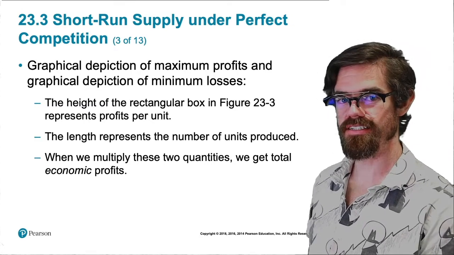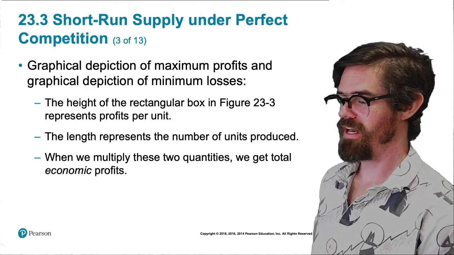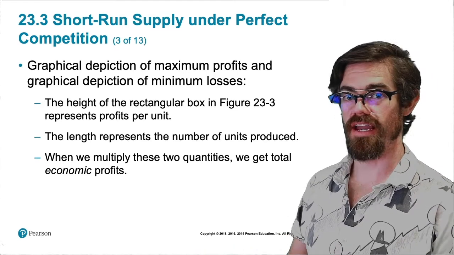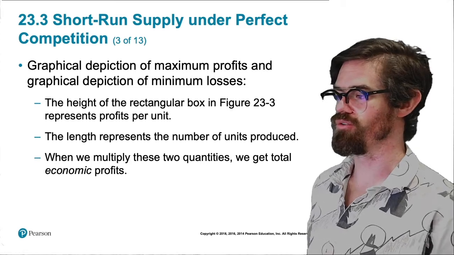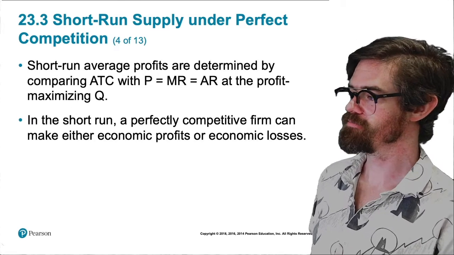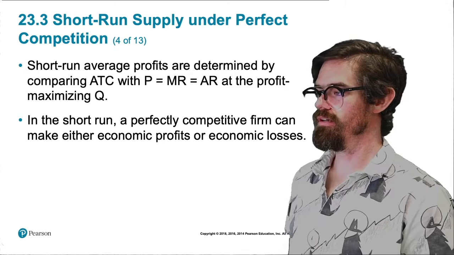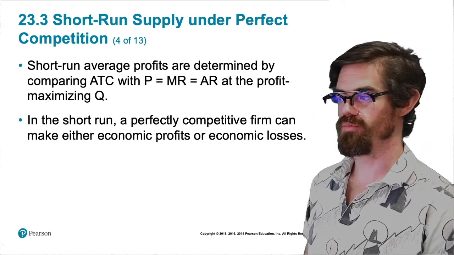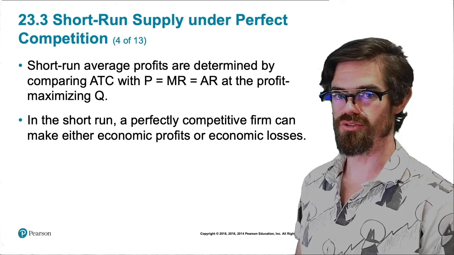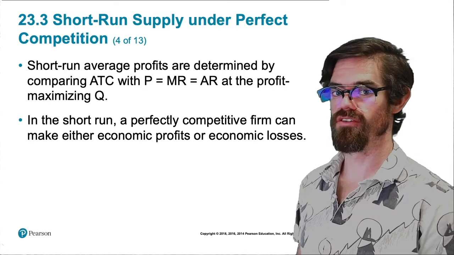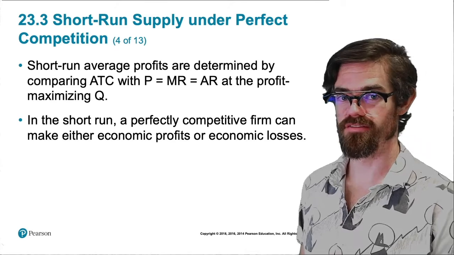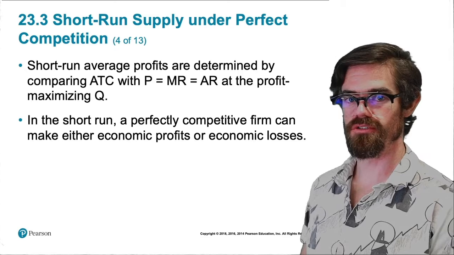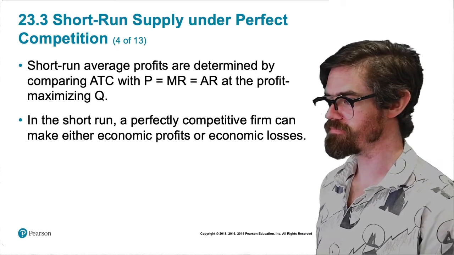So again, the height is profit per unit, and the length is the number of units produced. So if we multiply those two together, we get the area of that rectangle, which is total economic profits. Now, short-run average profits are determined by comparing average total cost with price, which is equal to marginal revenue. It's also equal to average revenue. It's also equal to the demand curve, right? Market price as well. All of these things are equal under perfect competition.